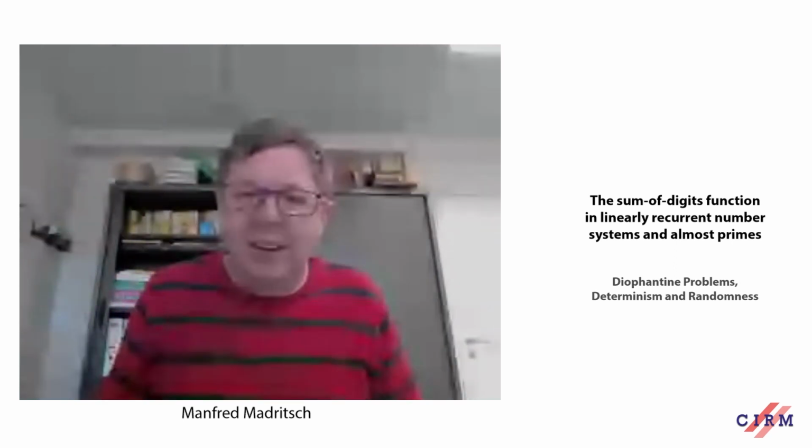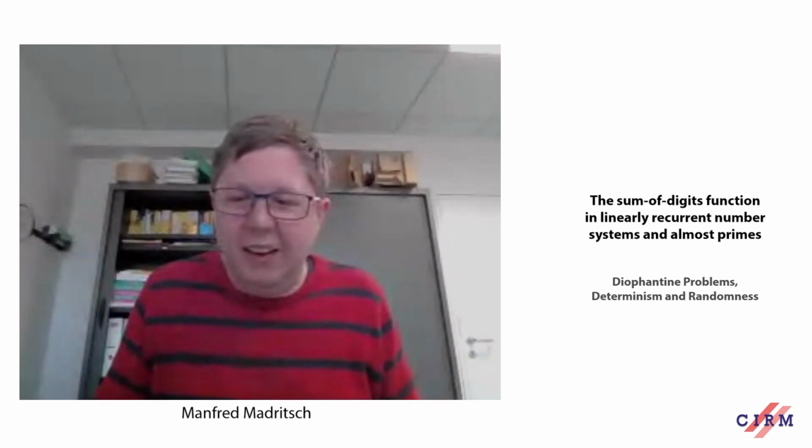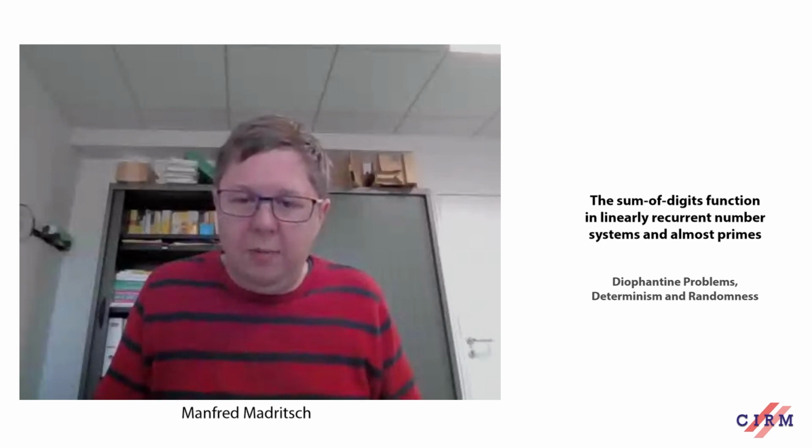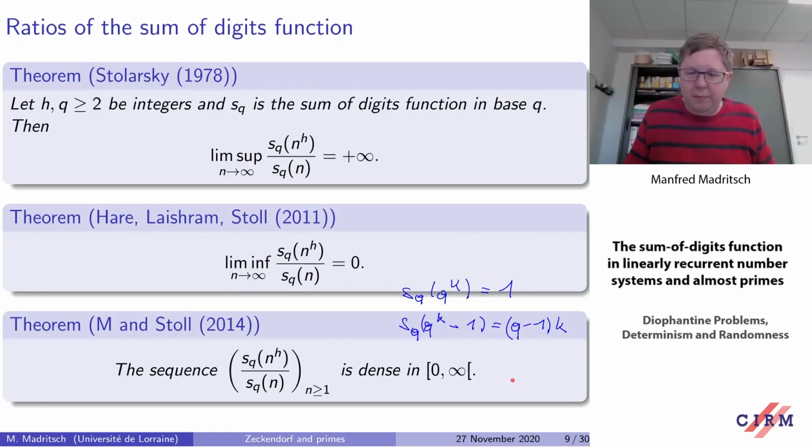I have a small question. You mentioned this more or less elementary result with Thomas Stoll, this density type and such things. This is for the sum of digits functions, or can this be extended to, say, automatic sequences, or at least q-additive sequences, or what can be done there?